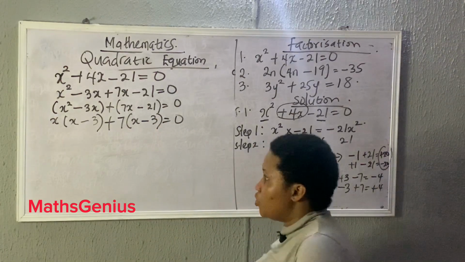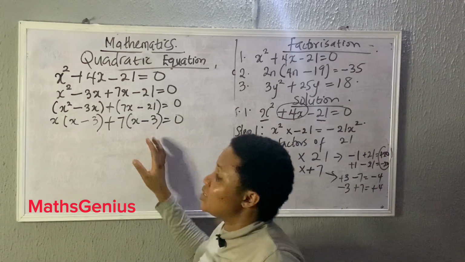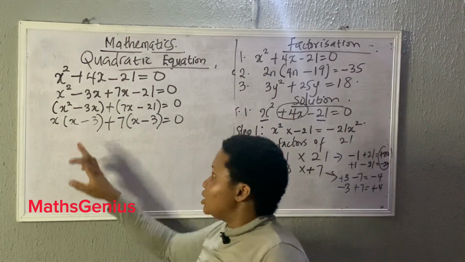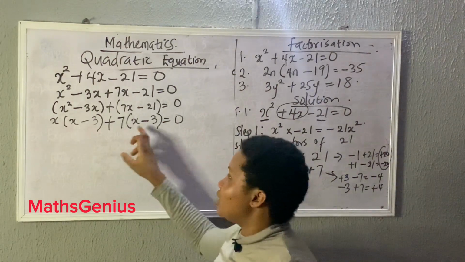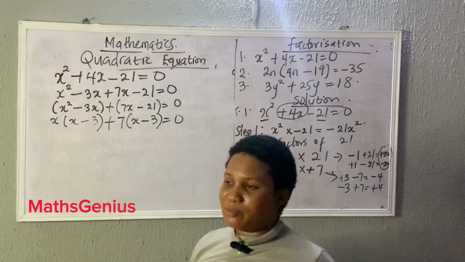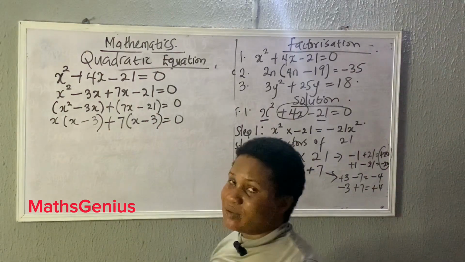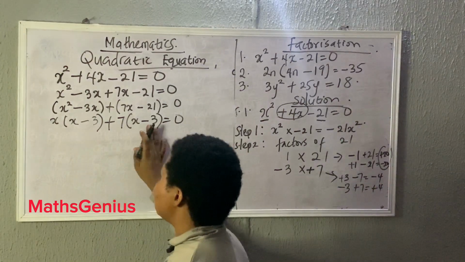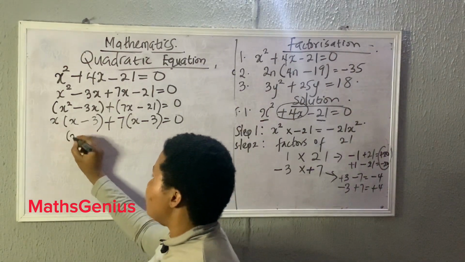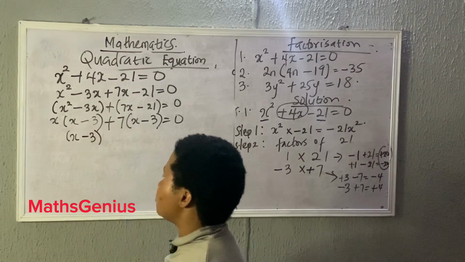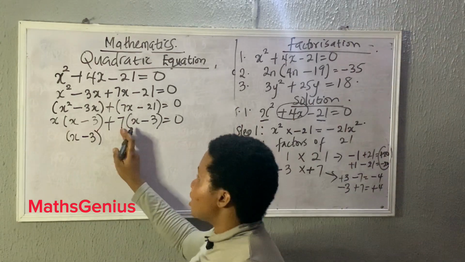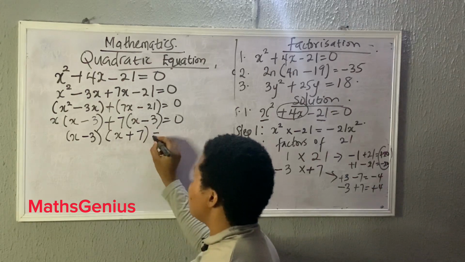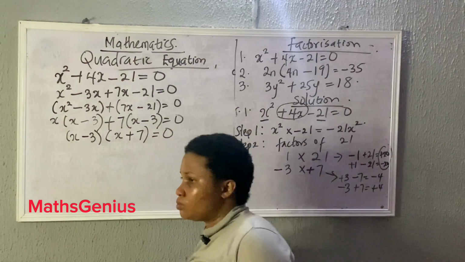Now, if you look at this very well, the first bracket and the second bracket are the same. Both the number, the sign, and the letter, they must be the same. If they are not the same, then that means you are wrong with one of the answers. So now, since they are the same, bring out just one. We have x minus 3. Then the other one outside, put them in a bracket also: x plus 7 equals 0.